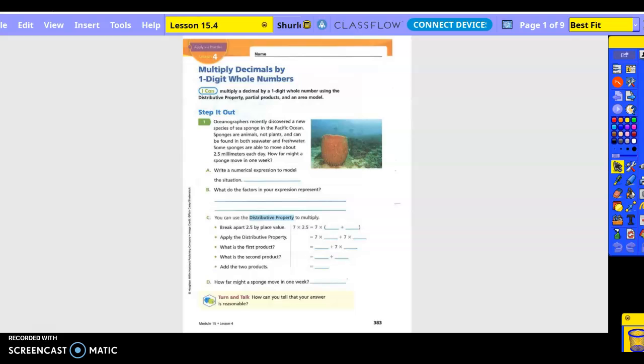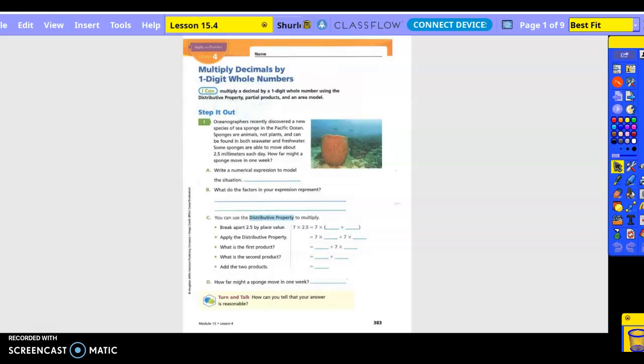Stepping out, oceanographers recently discovered a new species of sea sponge in the Pacific Ocean. Sponges are animals, not plants, and can be found in both seawater and freshwater. Some sponges are able to move about 2 5/10 millimeters each day. How far might a sponge move in 1 week? Write a numerical expression to model the situation.